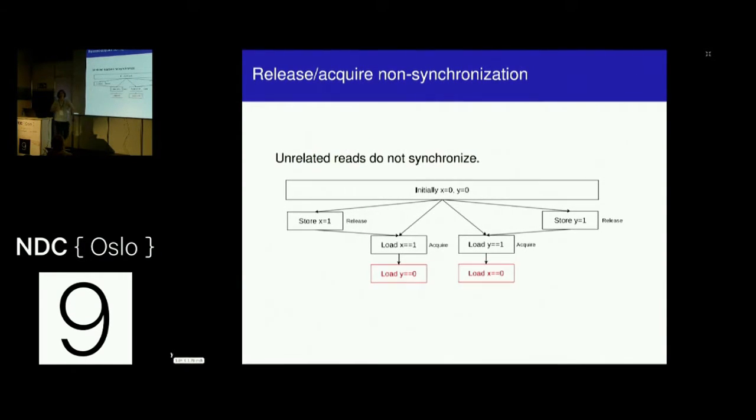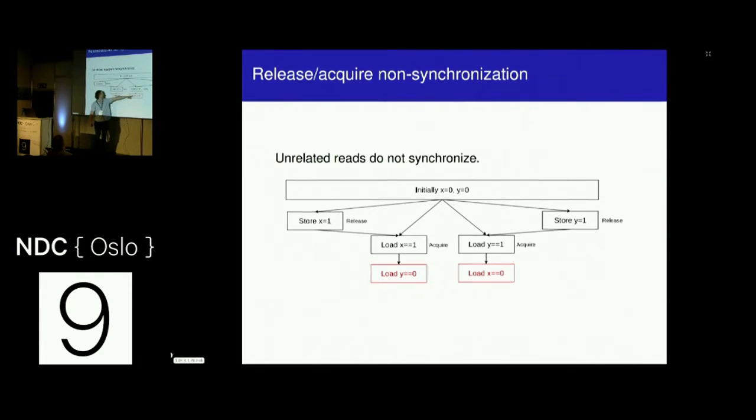The difference from sequential consistency is that unrelated reads do not synchronize. So we've got our same 4 threads as we had before. We've got a store to x and a store to y. We've got 2 threads doing a load of x and a load of y in different orders. But this time, we're doing release operations on the store and acquire on the loads.